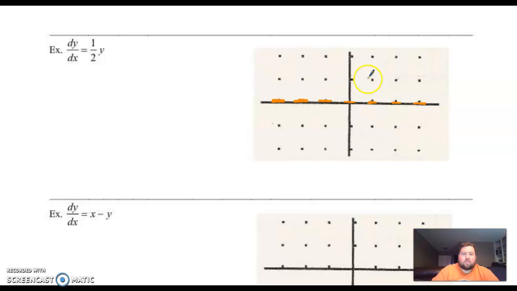All right, if I go to y equals 1, this horizontal line here, if I plug in 1, I get a half. So lines at a half like this. And if I plug in 2, I get 1. So a little steeper than the last ones. All right, if I plug in negative 1, I get negative a half.